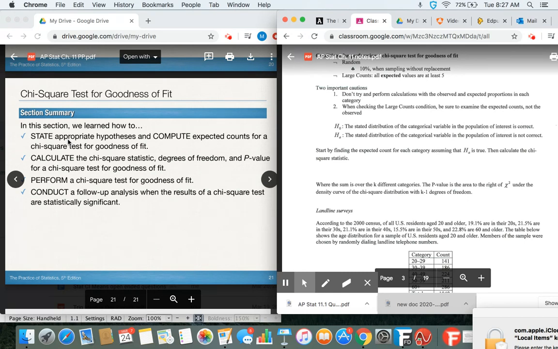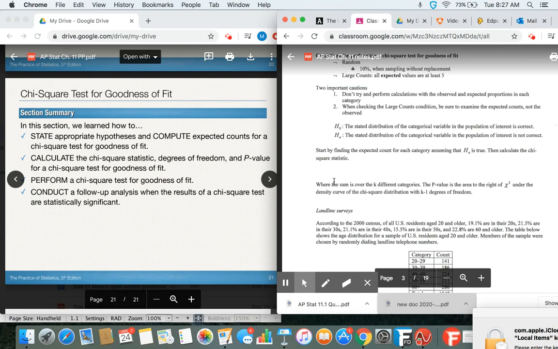Hopefully we understand by the end of this video how to make sure we state the appropriate hypotheses, make sure we understand how to find the expected counts. We want to calculate that chi-squared statistic. We want to understand the functions in the calculator that might help us do that, as well as identify the p-value that'll ultimately lead to our conclusion for each test. Okay. There's also this last bit here where we want to make sure we understand how to conduct this follow-up analysis, and I'll show you what's meant by that.